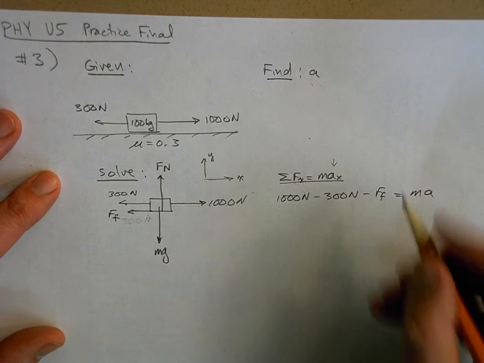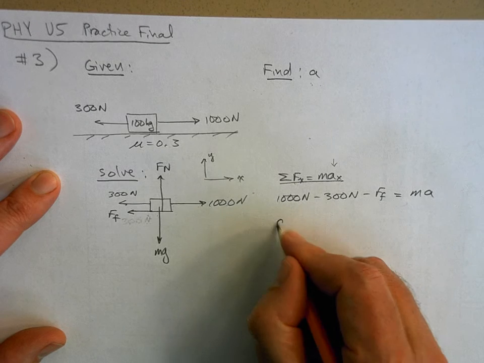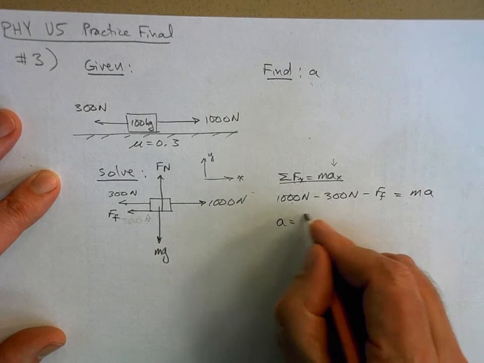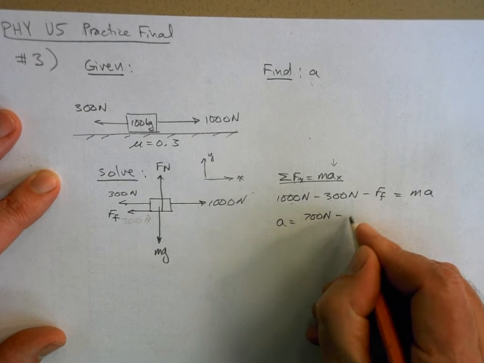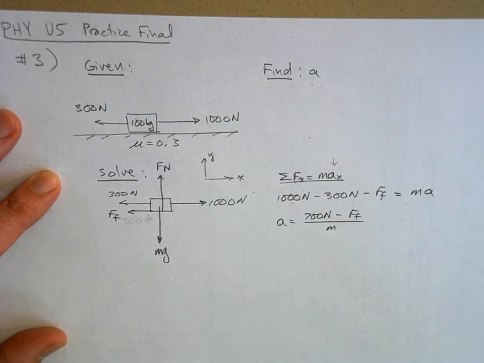Now the problem is I don't know, I can move on to step 5, I suppose, and say, well, a is equal to 1,000 minus 300, which is 700 newtons, minus that force of friction, divided by the mass. And that'll be my acceleration.